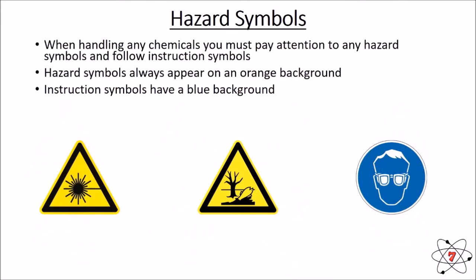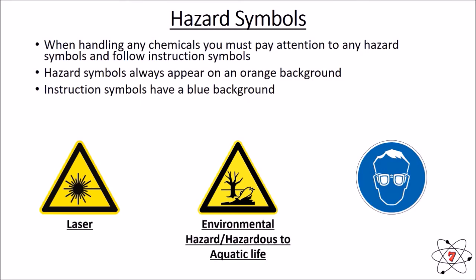So, 3 more symbols we need to be aware about. Laser, this is referring to light. If this light gets in your eye, it's going to be very, very dangerous, perhaps cause damage. Environmental hazard or hazardous to aquatic life. This will generally tell you do not let this get out into the environment. Do not put it down a sink. It's going to cause damage. And an example of an information or an instruction warning, in this case wear eye protection. You'll often see things like wear gloves, and they're fairly self-explanatory.